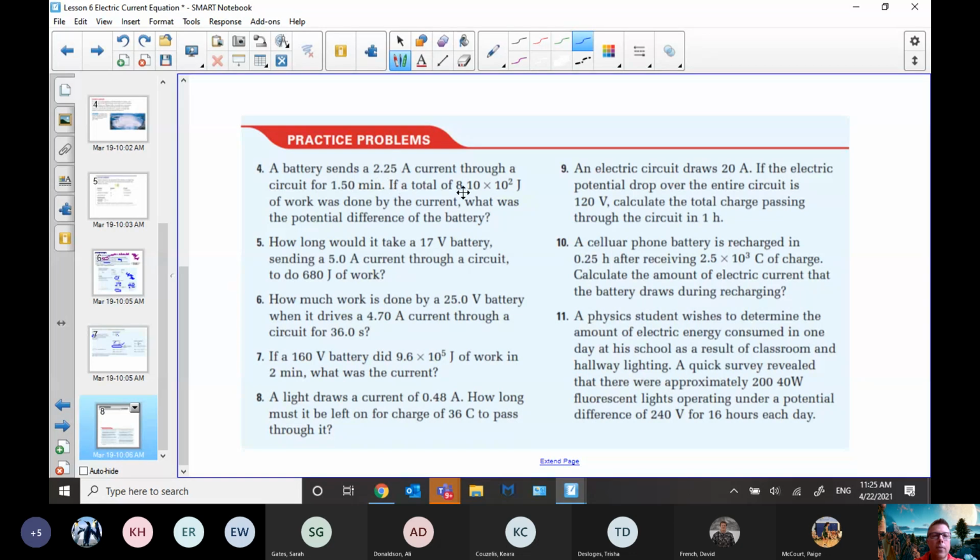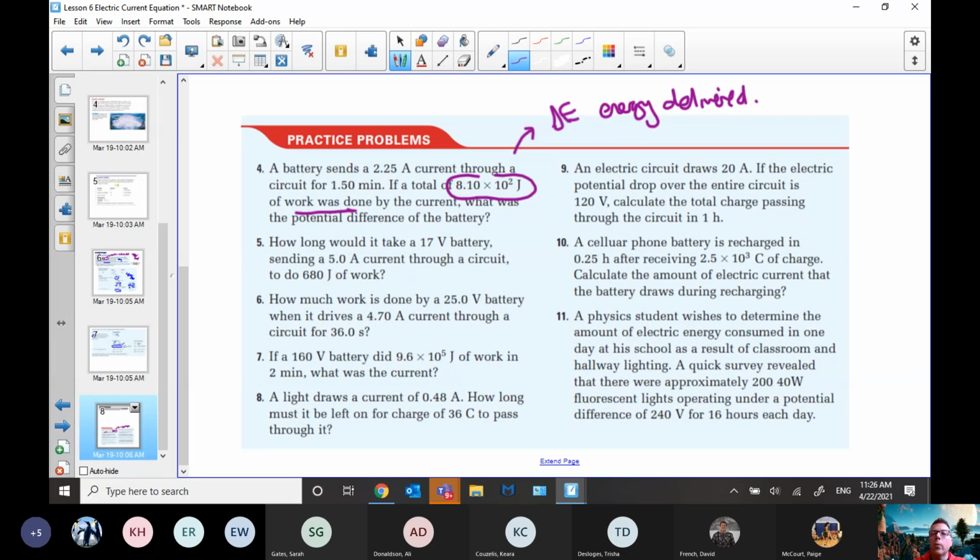And then it says, if this much work was done, you're like, work was done. What are they talking about there? Work was done. They're talking about energy, right? So this is how much energy was delivered. Let's put it in there: energy delivered.